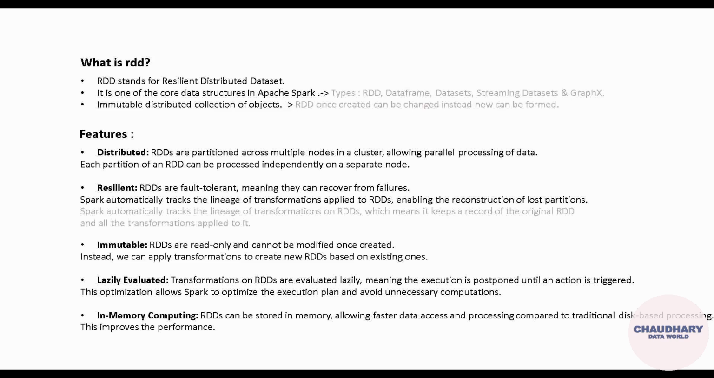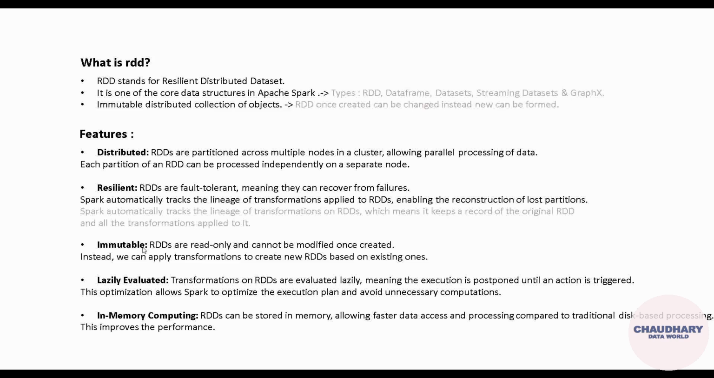Due to that, fault detection becomes very easy, since you already have all the past history. Whatever transformations you did, they are there with you in the form of a graph. So Spark automatically tracks the lineage of transformations on an RDD, which means it keeps a record of the original RDD and all the transformations applied to it.